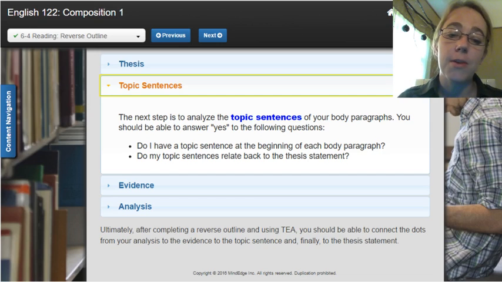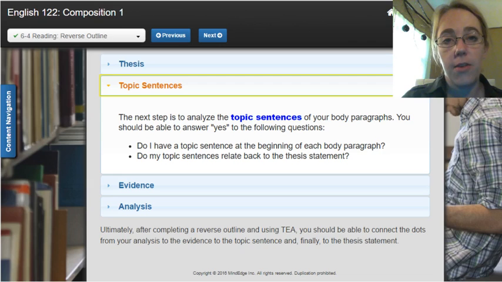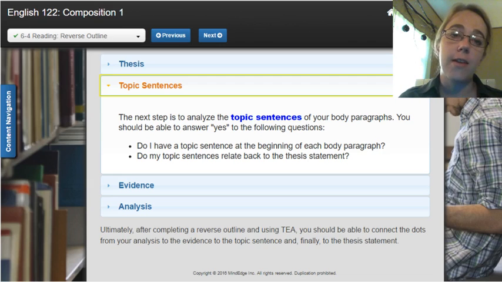Do I have a topic sentence at the beginning of each body paragraph? Yes. Awesome. Great. Do my topic sentences relate back to my thesis statement? Essentially, a topic sentence is like a mini introduction to each paragraph. We don't really want to say, "In this paragraph I will be talking." We want to say something like, "Another example of evidence from this essay."